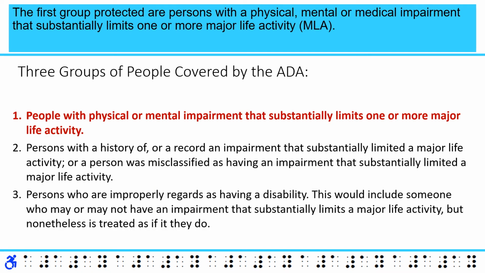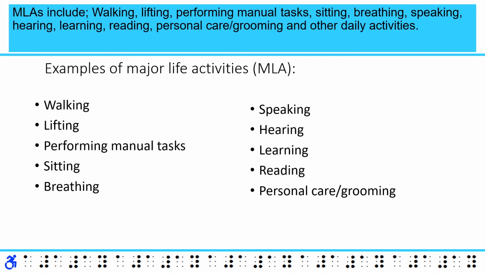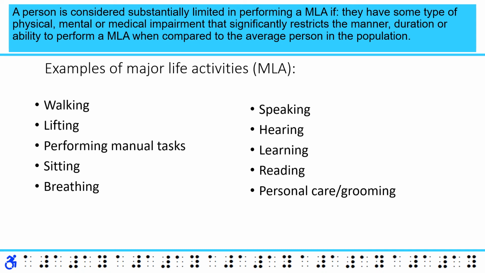The first group protected are persons with a physical, mental or medical impairment that substantially limits one or more major life activity, or MLA. Major life activities include walking, lifting, performing manual tasks, sitting, breathing, speaking, hearing, learning, reading, personal care/grooming and other daily activities. A person is considered substantially limited in performing a major life activity if they have some type of physical, mental or medical impairment that significantly restricts the manner, duration or ability to perform a major life activity when compared to the average person in the population.